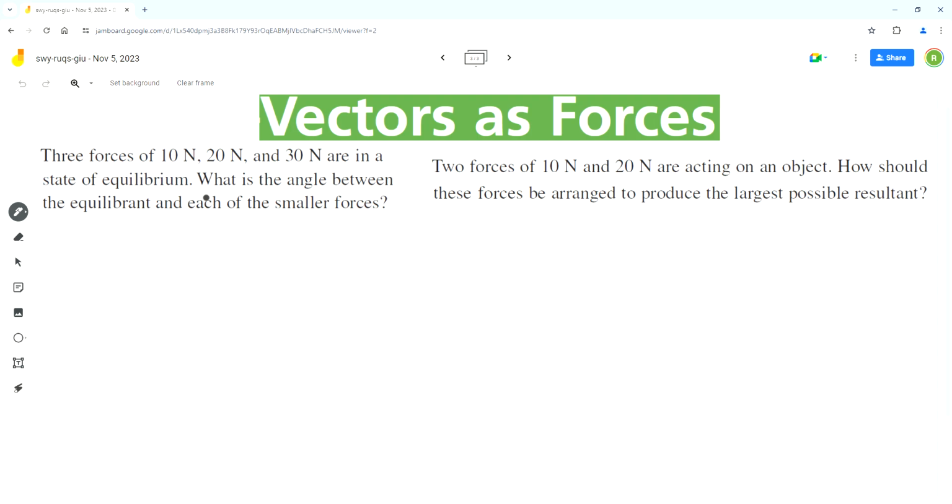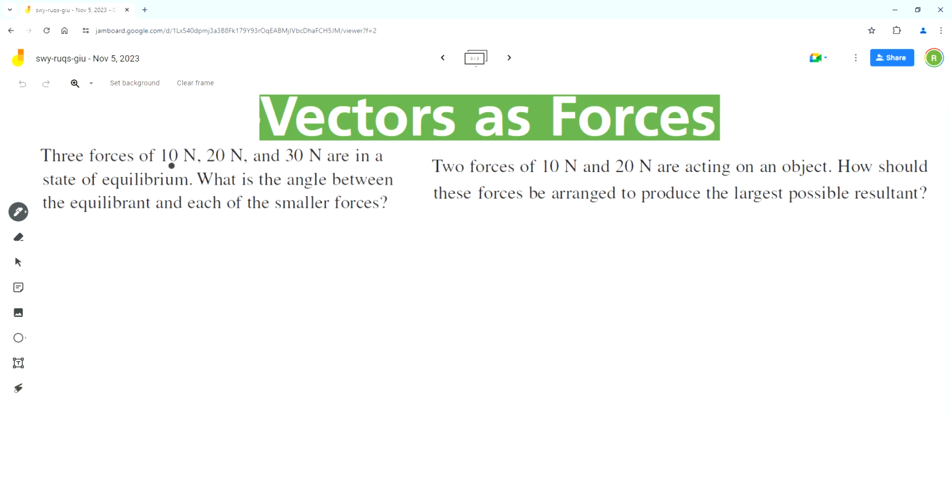So the first thing is to analyze the state of equilibrium. The state of equilibrium means that these three forces balance each other out. That happens when the sum of the magnitudes of the two smallest vectors is equal to or greater than the magnitude of the third vector. So that's a very important concept you need to understand and memorize.